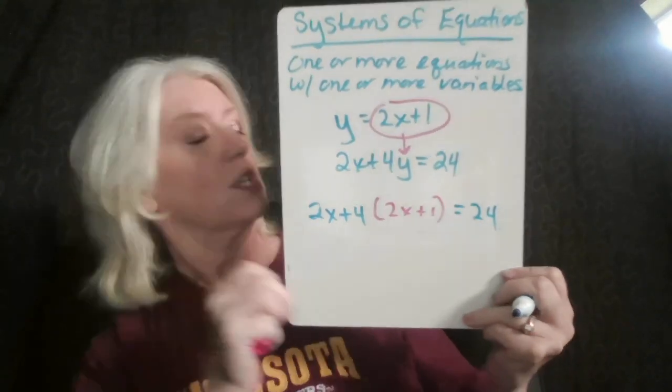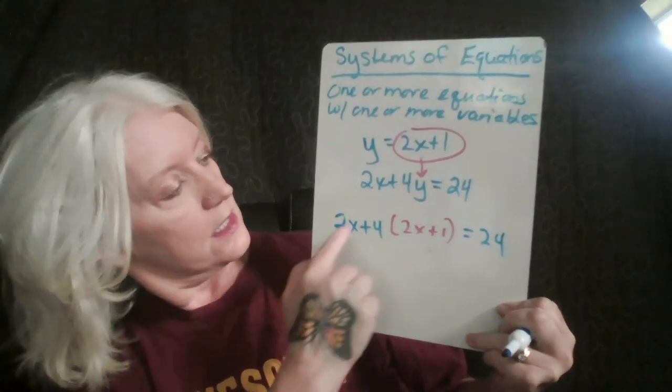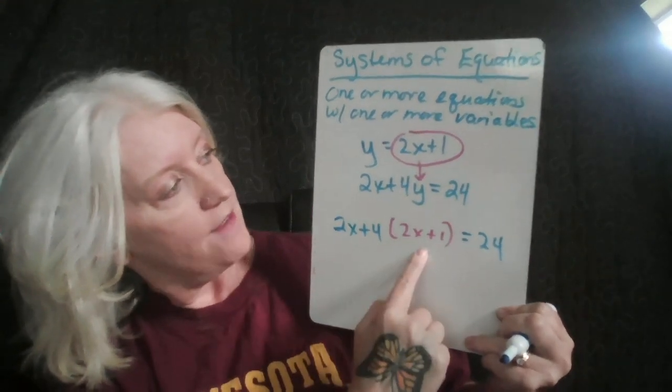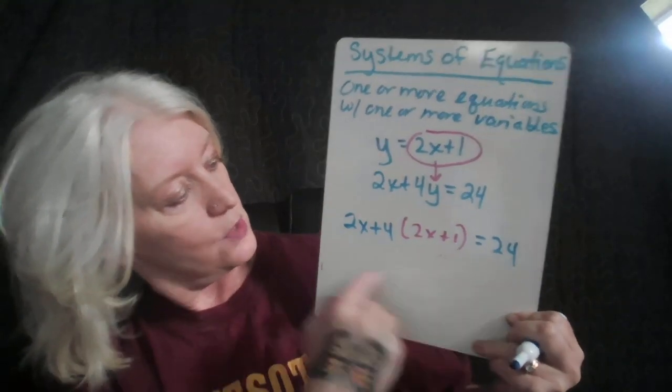So my new equation, 2x plus 4y equals 24, becomes 2x plus 4, but instead of writing y, I'm going to write 2x plus 1, and then equals 24. So this is the substitution. I started with 2x plus 4 times the y value, 2x plus 1, equals 24.